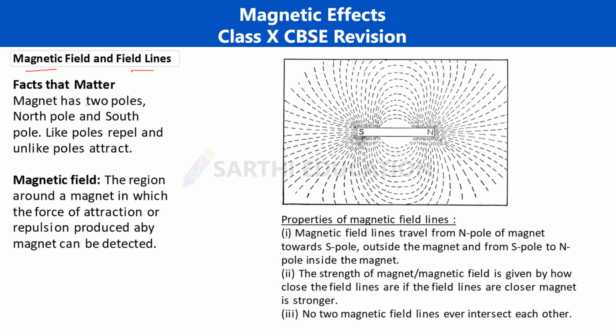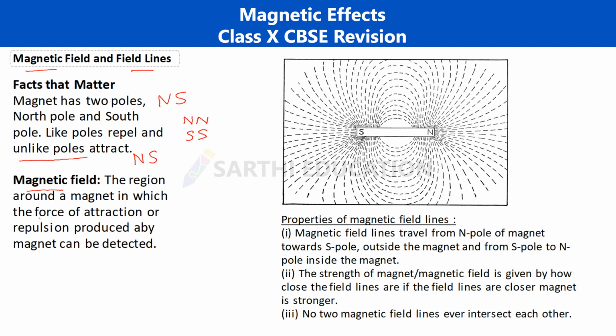As we all know, a magnet has two poles, the north pole and the south pole. Like poles repel each other, like north pole and north pole, or south pole and south pole. Whereas unlike poles attract each other, like north pole and south pole.